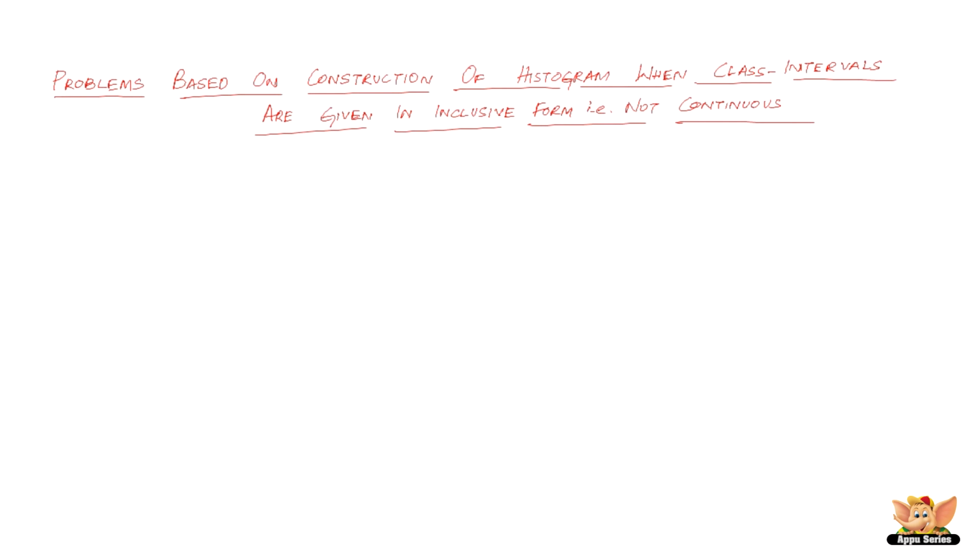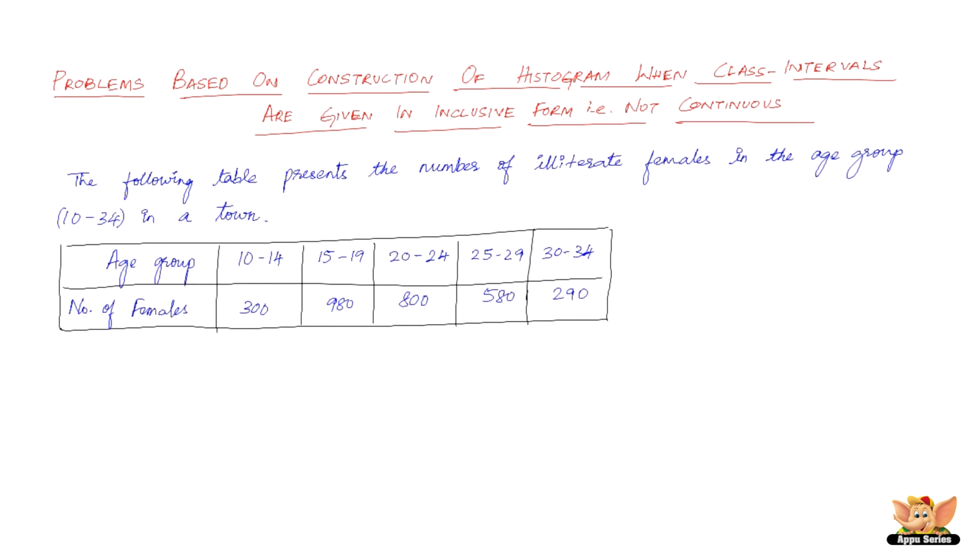In this video, let us solve problems based on construction of histogram when class intervals are given in inclusive form, that is, not continuous. So here is the problem. The following table presents the number of illiterate females in the age group 10 to 34 in a town. The age group being 10 to 14, 15 to 19, you can see very clearly that it is not continuous. It starts from 10 and ends in 14. That's the way the inclusive form goes.